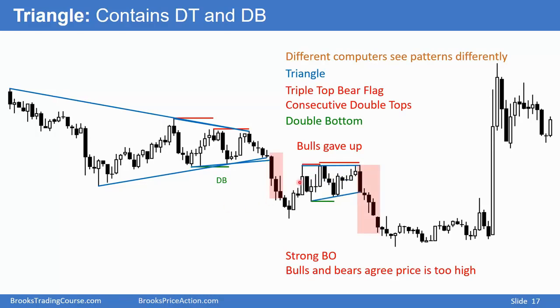3 pushes up, 1, 2, 3, a smaller triangle, and a bear breakout. Strong enough breakout for at least a small second leg down. Here, the second leg down was very small, not profitable for bears who sold here.